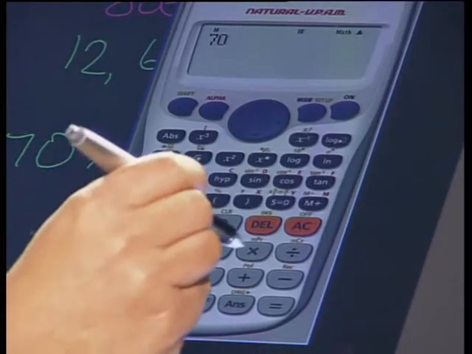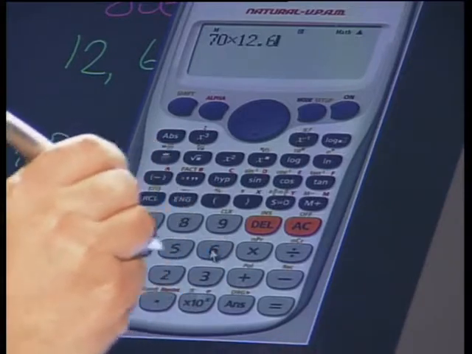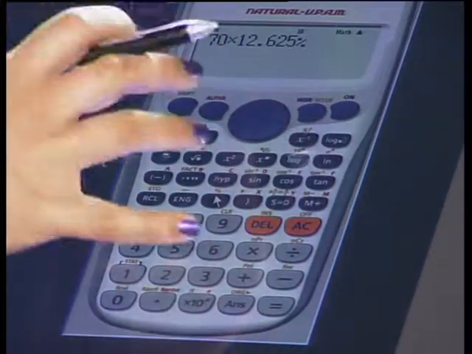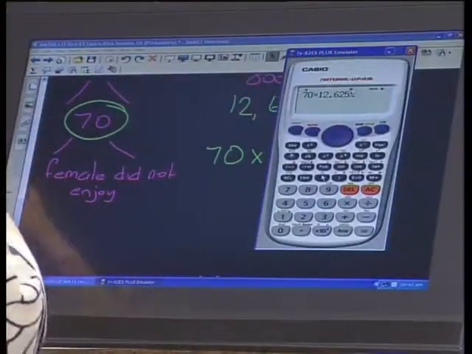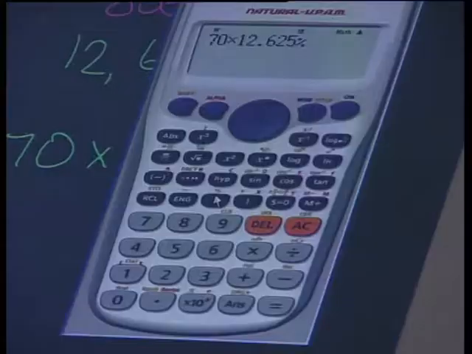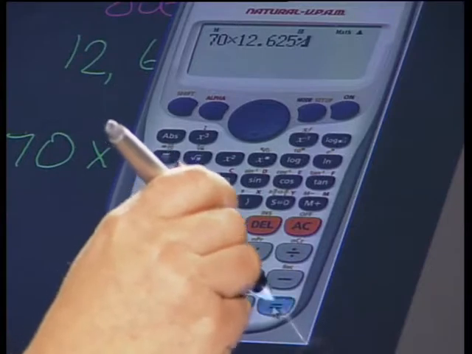I've got 70 people times by 12.625%. And this is the reason I did not round off. I could have rounded off to 12.63, and you're probably not going to lose marks in an exam for rounding before the last part of the question. But my 12.625 just makes it that little bit more accurate. So let's actually do the two calculations just to see how our accuracy changes.